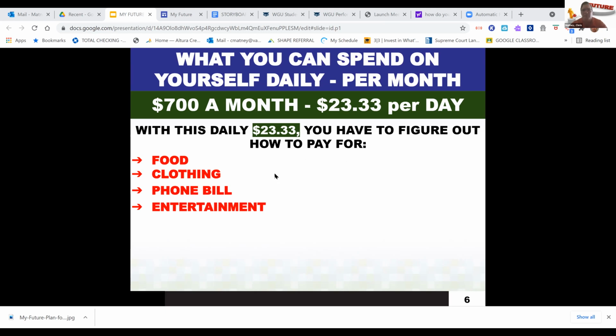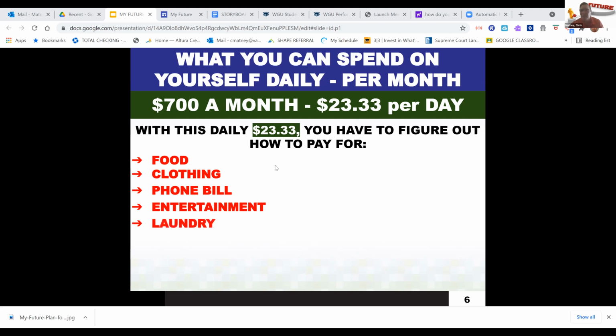If you wanted to have that for your TV, or if you had some kind of a streaming service that you pay for, that all goes into entertainment. That all comes out of that $23.33, ladies and gentlemen. So you got to think about that. If you wanted to go on dates, go to the movies, whatever, all coming out of your $23.33, and you're already paying for your food, your phone. And if you wanted to buy a new pair of shoes, your clothing, all that stuff, right?